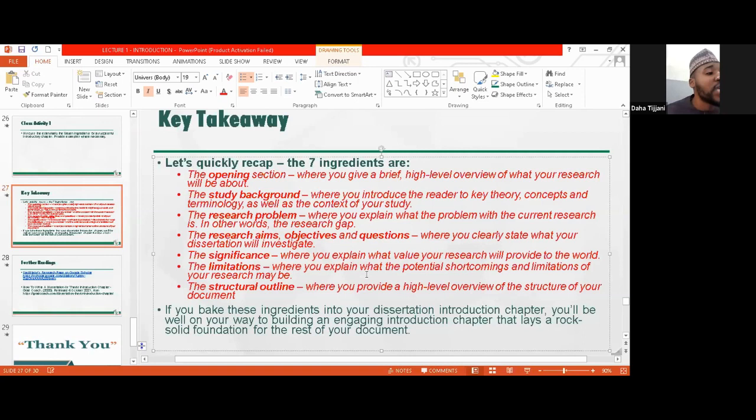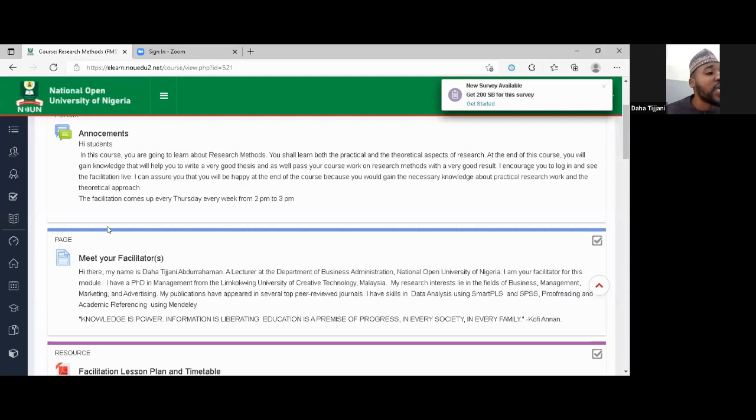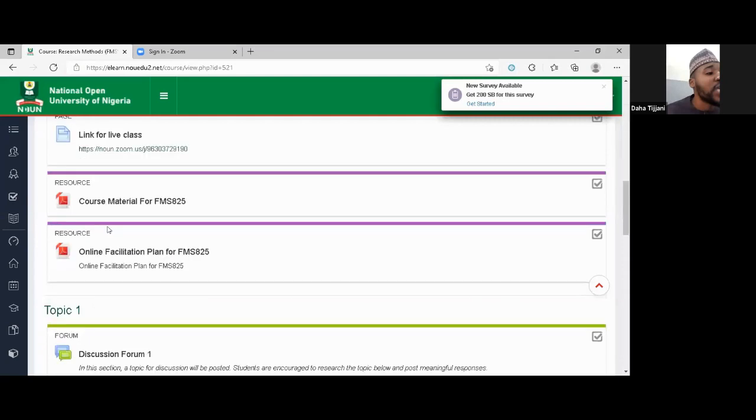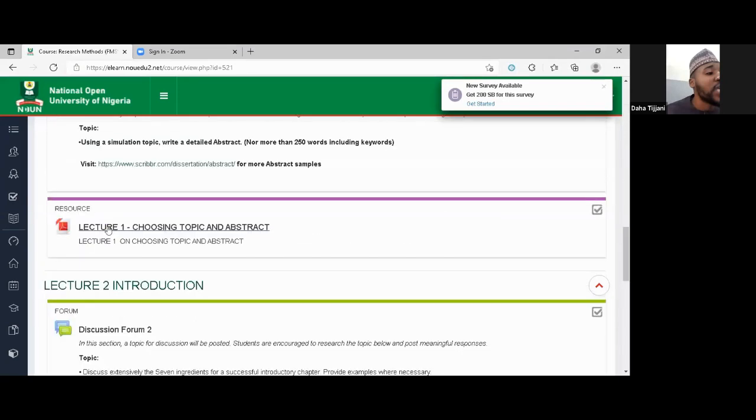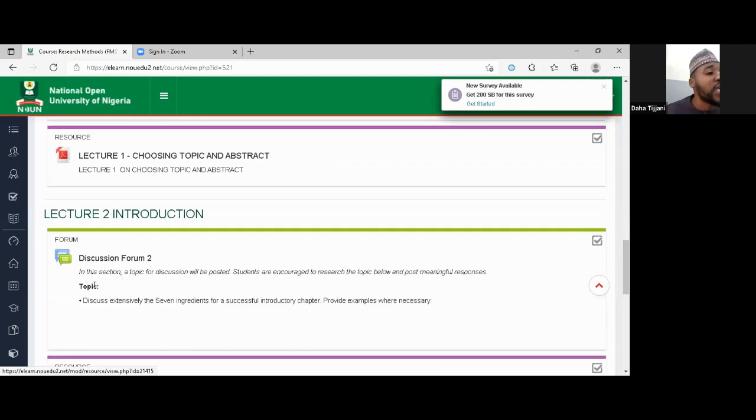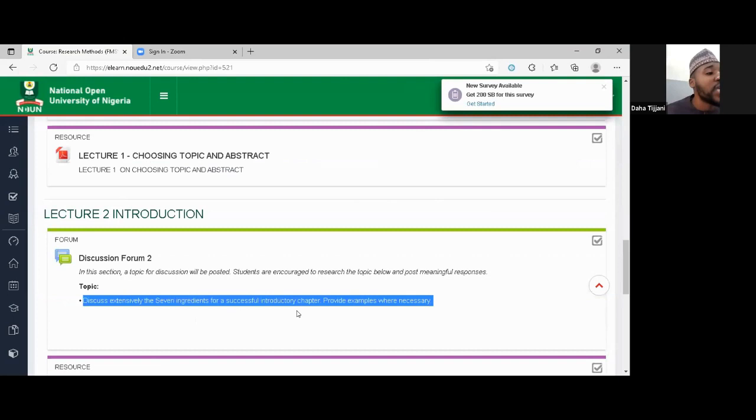Also, look at the examples from your VLE, where I have put several articles there for you to see. This is your VLE, and you can see that this is your discussion forum too. All you need to do is to start answering this question: discuss the 7 ingredients for a successful introductory chapter.